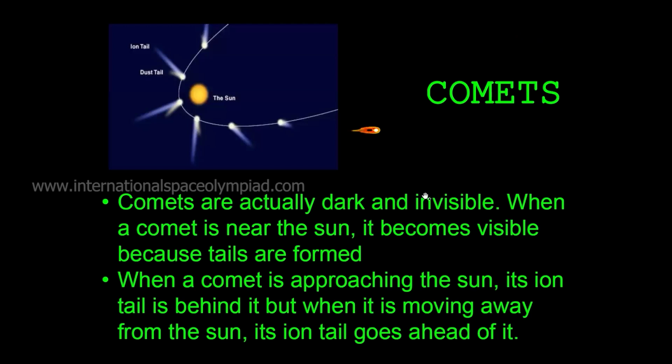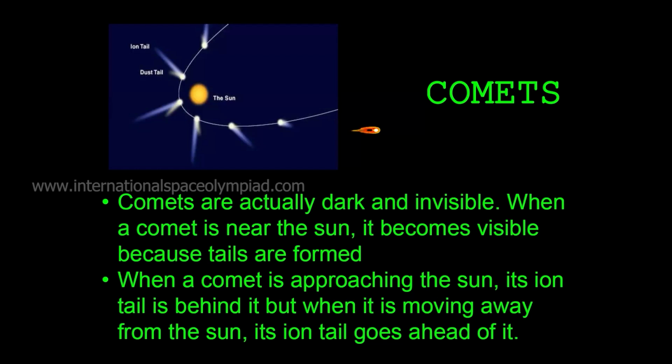Here you can see if these comets are not near the sun, they are dark and invisible. And when a comet is near the sun, it becomes visible because the tails are formed. When a comet is approaching the sun, its ion tail is behind it, but when it is moving away from the sun, the ion tail goes ahead of it, which means each time, whether a comet is approaching or leaving the sun, the tail will always be away from the sun.